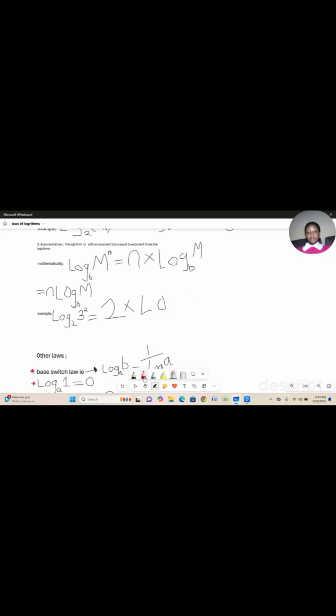2 times log 3 base 2, which is going to be 2 log 3 base 2. Yeah, so this is the answer for this.